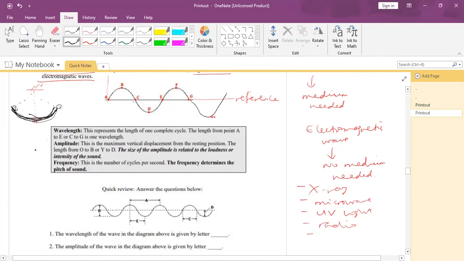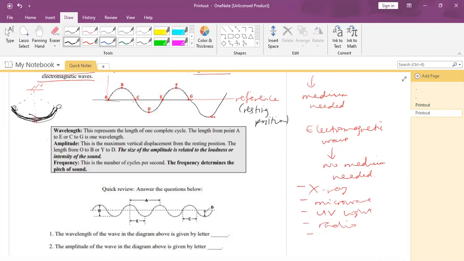Then we have what we call amplitude. Amplitude is the maximum vertical displacement from the resting position. The reference point is also known as the resting position, the line here. So the amplitude is the maximum vertical displacement.